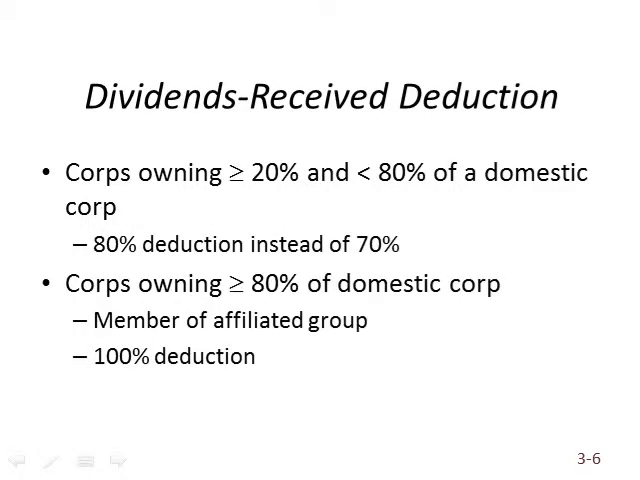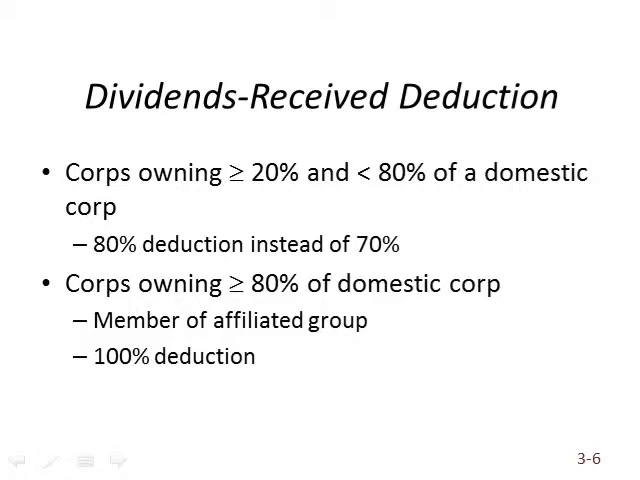And so for a corporation that owns greater than 20% but less than 80% of a domestic corporation, the corporation can take an 80% deduction instead of the 70% deduction of the dividends received. And for corporations that own greater than or equal to 80% of a domestic corporation, they can take 100% of the deduction, because essentially if they own 80% or more of the domestic corporation, they are a member of an affiliated group, if not part of a parent-subsidiary relationship, and so they would likely file consolidated tax returns.